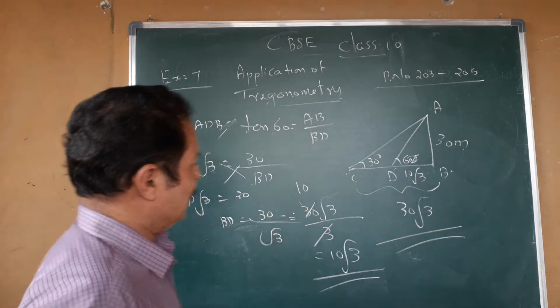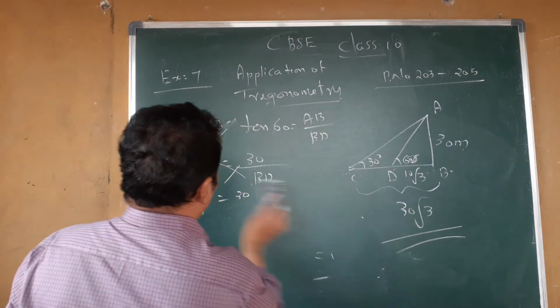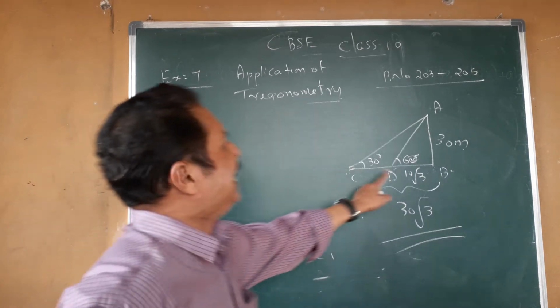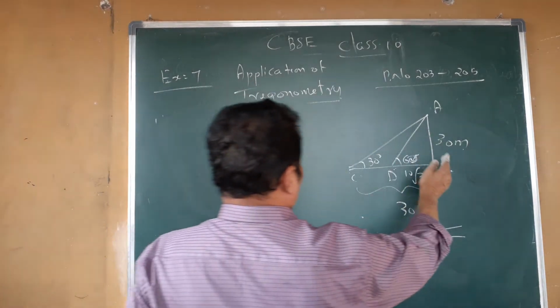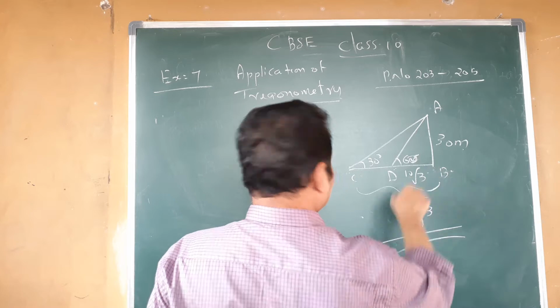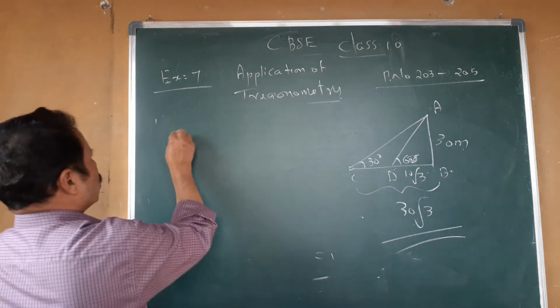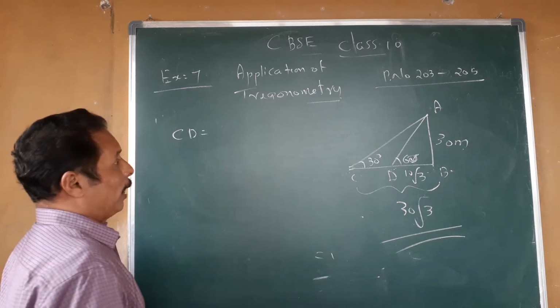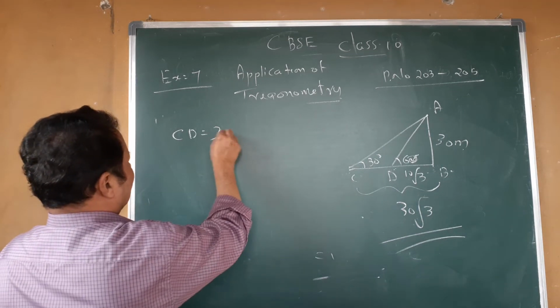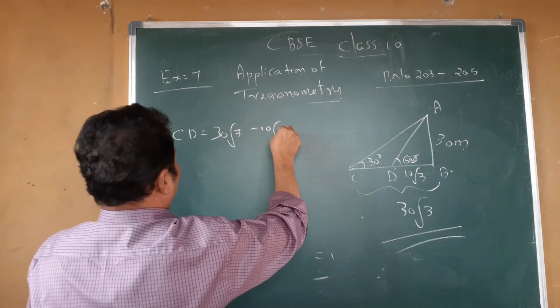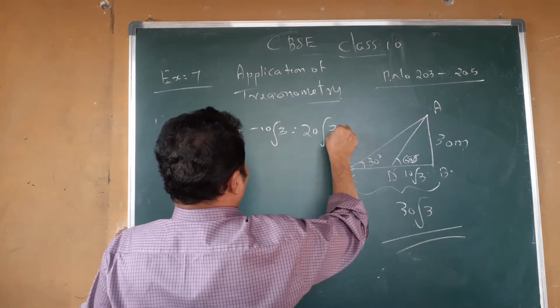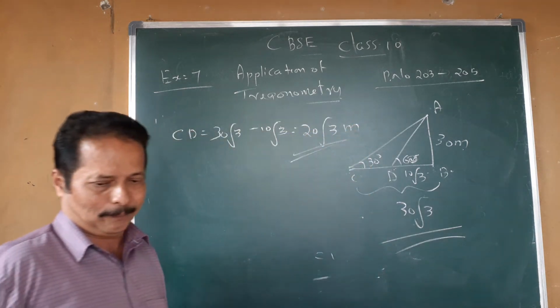So what is the distance walked by the boy? It is CD. Is it clear? The total distance is 30 root 3, I'm sorry. This distance BD is 10 root 3. So the distance walked by the boy is CD, that is 30 root 3 minus 10 root 3, and your answer is 20 root 3.